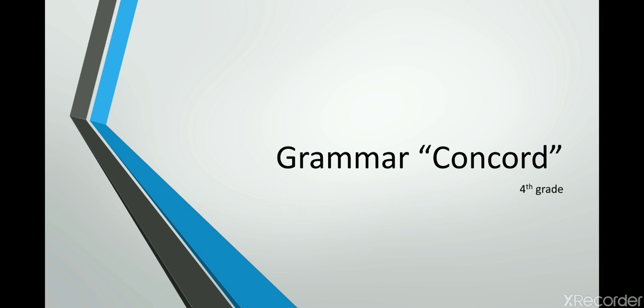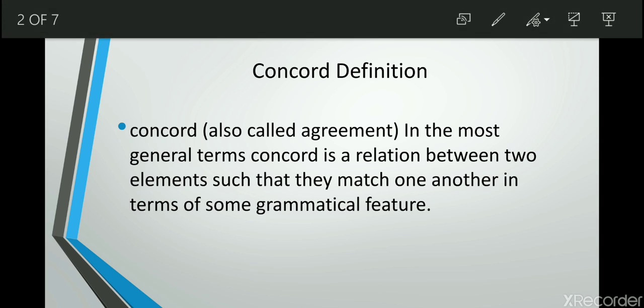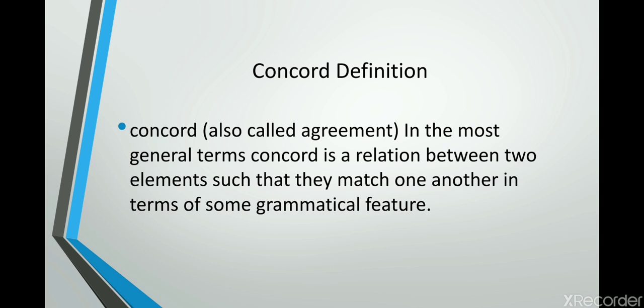In this lecture we are going to talk about Concord. So starting with the definition of Concord, or what we call agreement, in the most general terms, Concord is a relation between two elements such that they match one another in terms of some grammatical feature. So concord means that we have an agreement or a relationship between two elements within the sentence.